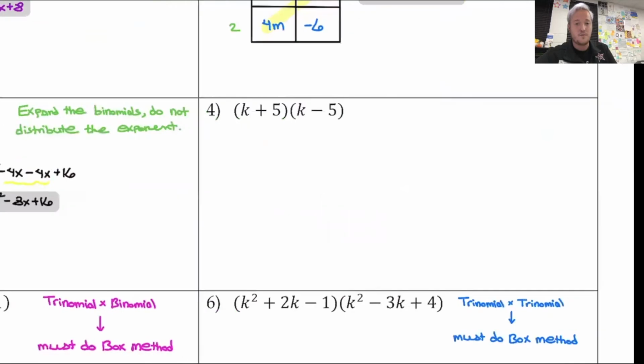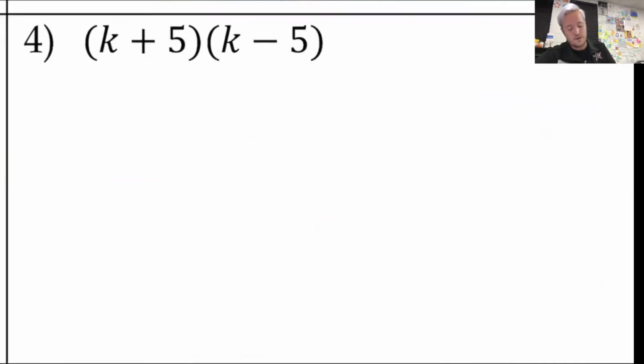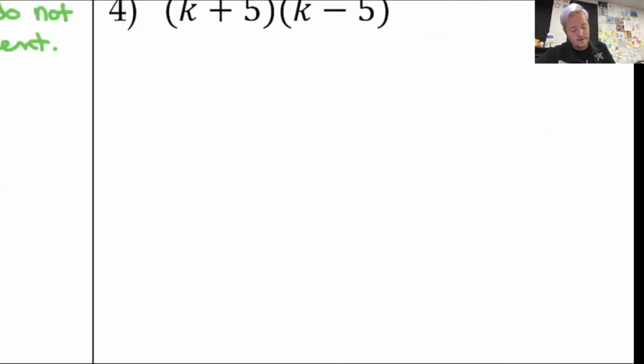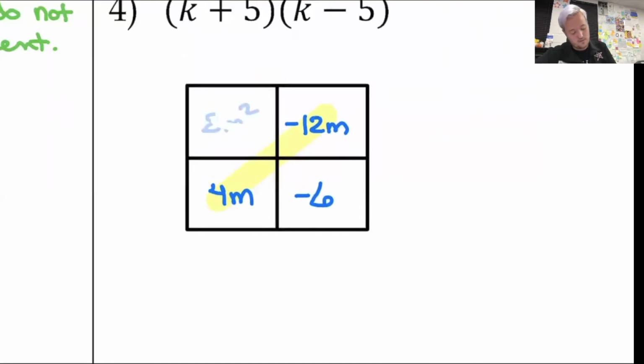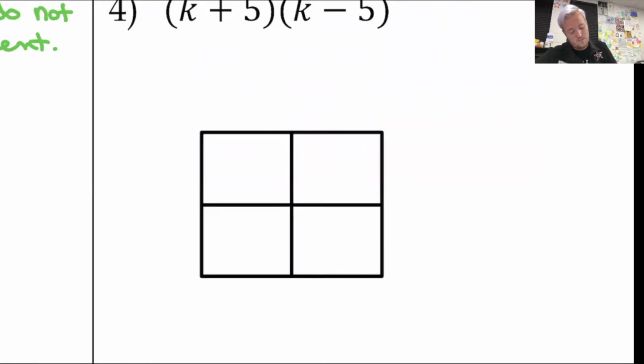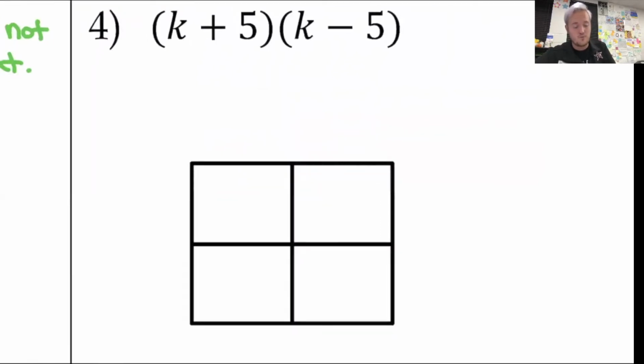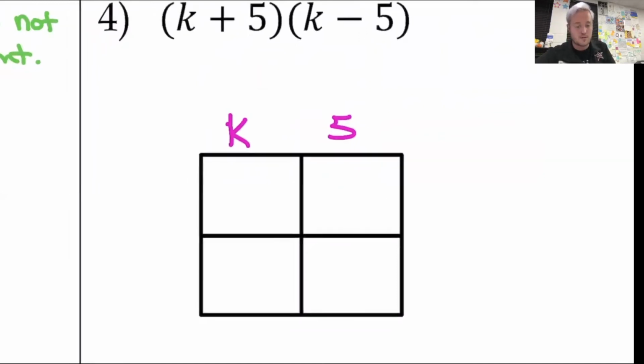All right, number 4. So I'm going to revert back to the box method on this one. Just to save you all the terrible agony of me drawing a box, I'm just going to copy it from the previous one. Okay, so I'm going to take my first binomial and write it across the top: k and 5. Then I'm going to take the second binomial and write it across the side: k and -5.